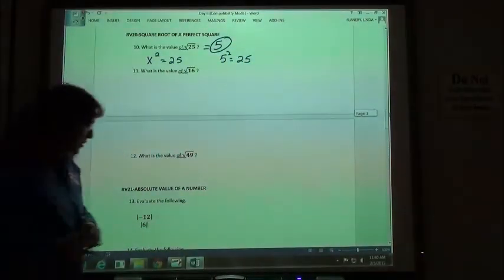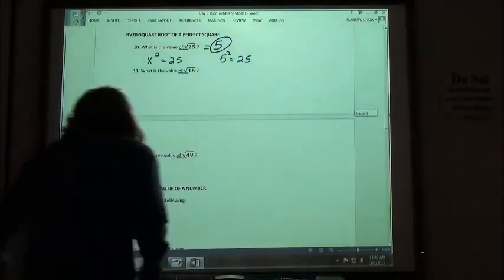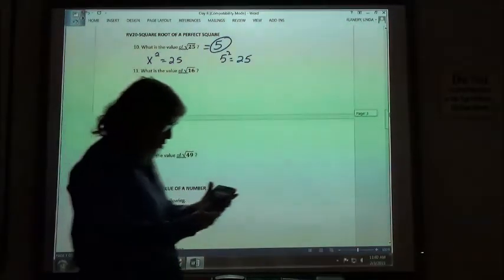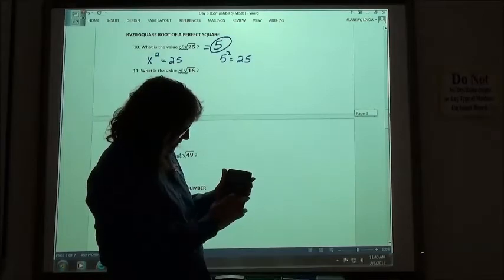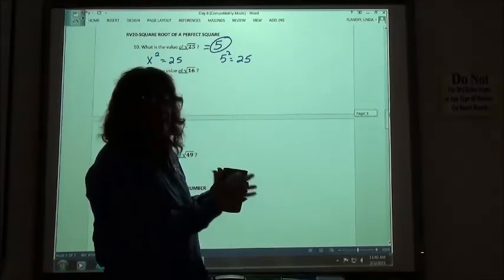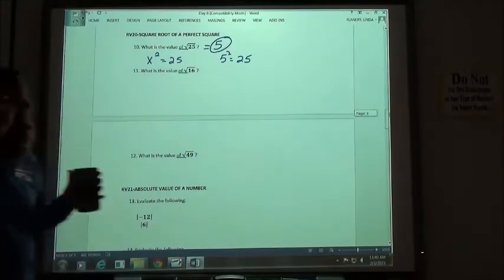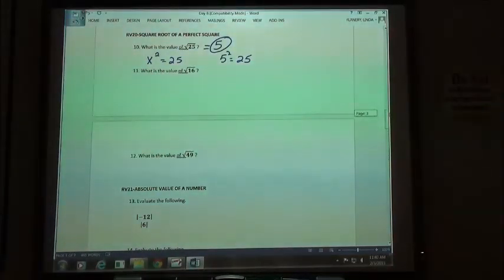You do have a square root button on your calculator. On your calculator, your square root button is right next to the fraction button. If I do the square root of 25 and hit equals, I get that nice whole number 5 because 25 is a perfect square.